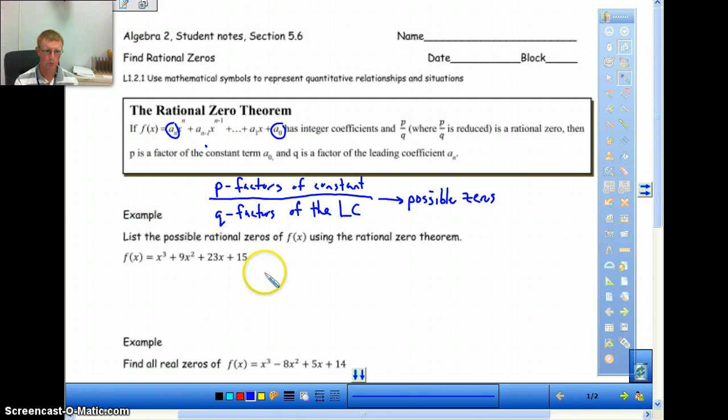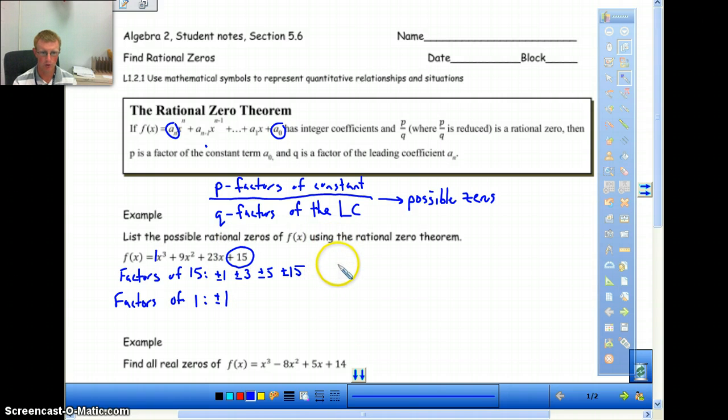It says list the possible rational zeros of f of x using the rational zero theorem. So what we have is x to the third plus 9x squared plus 23x plus 15. The leading coefficient here is 1. We're going to write out the factors of our leading coefficient, but actually we're going to do the constant first. Factors of 15, and the possible factors are plus or minus 1, plus or minus 3, plus or minus 5, and plus or minus 15. I know all of you know how to find factors, so that shouldn't be an issue. Then we're also going to find the factors of 1, which is our leading coefficient. Well, the only factors there are plus or minus 1.